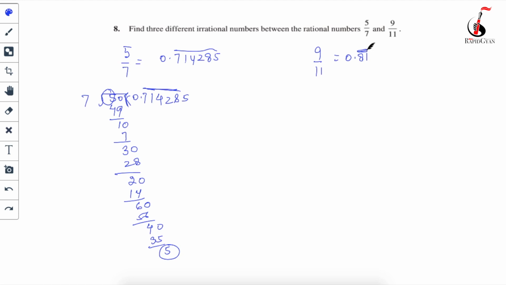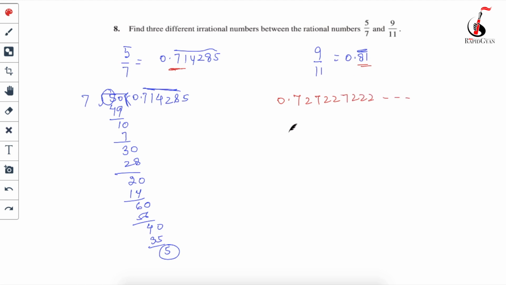So what you will have to do, beta, is simply find three irrational numbers between 0.71 and 0.81. So write anything, beta. Any number which is greater than 0.71 and less than 0.81. So I will take this 0.72, 7 2 2 7 2 2 2 and so on.